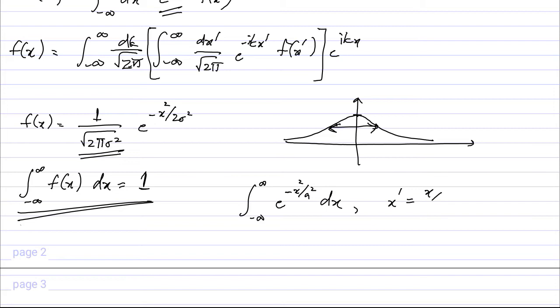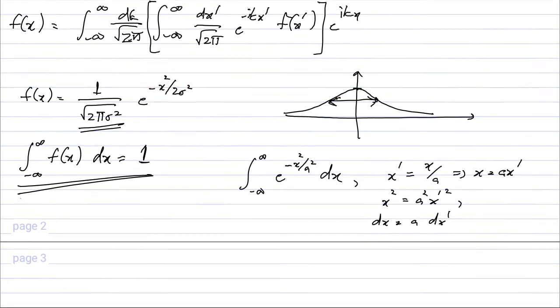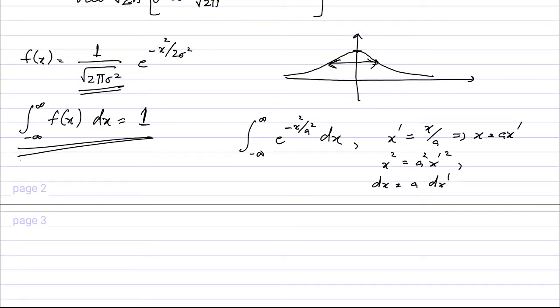Okay, so then this implies immediately that x is equal to ax prime. I'm doing this so that I get rid of this constant in the denominator of the exponent. Then I know from this that x square is going to be a square x prime square, and I also know that dx is going to be a dx prime. Okay, so let's just plug this in.